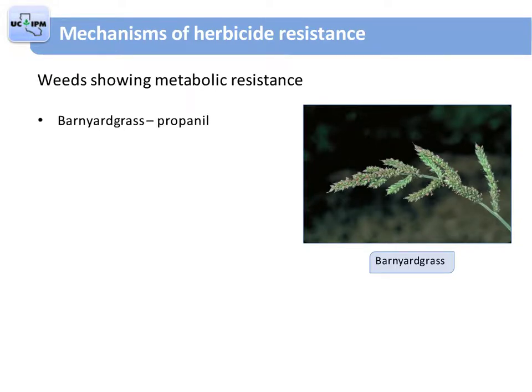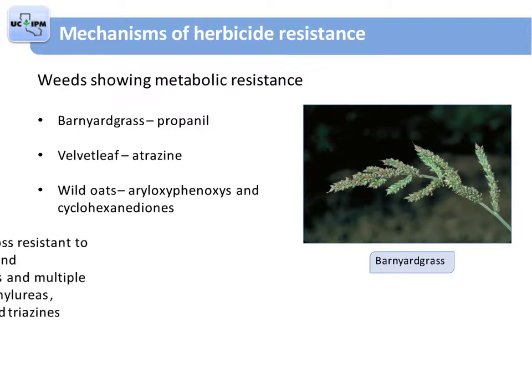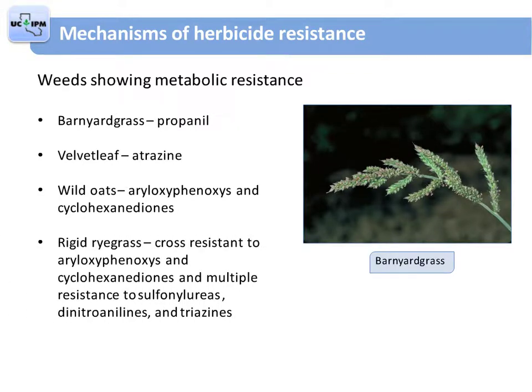Barnyard grass is resistant to propanil. Velvet leaf has shown resistance to atrazine. Wild oats and rigid ryegrass are two other examples. Most of the time, metabolic resistance develops when pesticide rates are reduced.